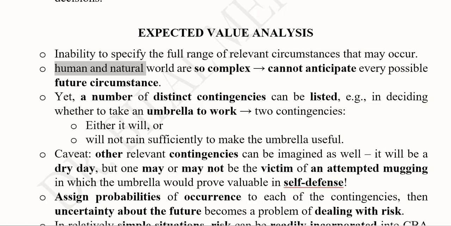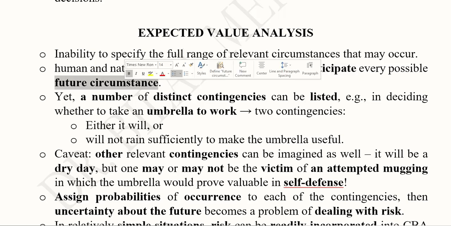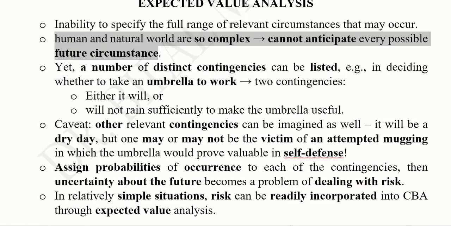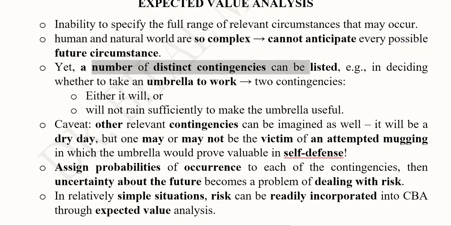Then we have the human and natural world that are so complex, and we cannot totally anticipate every future event. This is already understood with the help of some scenarios that I highlighted. Still, we try to have a number of distinct contingencies, and we can list them so that our analysis gets wholesome. For example, deciding whether to take an umbrella to work has two contingencies: either it will rain or it will not rain.